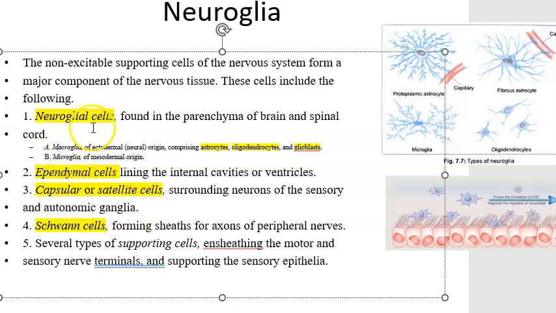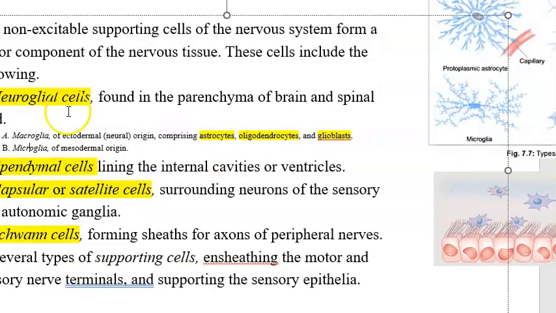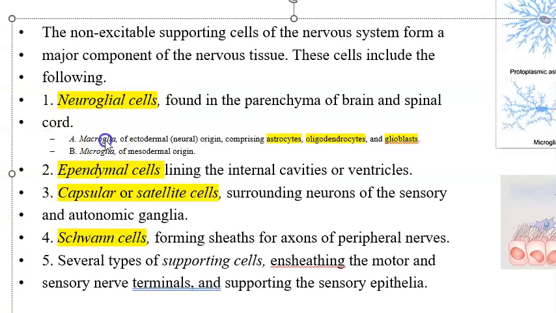Basically, under neuroglial cells you have two types: the macroglia and the microglia. Under macroglia, you have the astrocytes, oligodendrocytes, and glioblasts. Under microglia, you have the microglia. So if that is the classification you want to write and get quick marks, that is how you write it. But what is neuroglia?